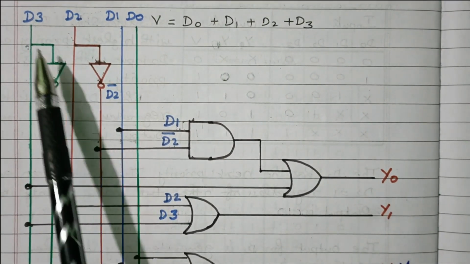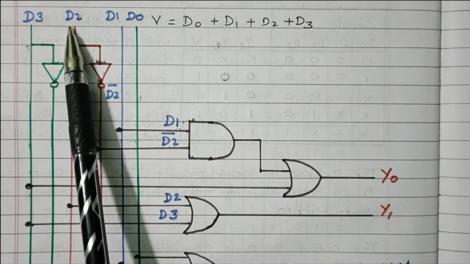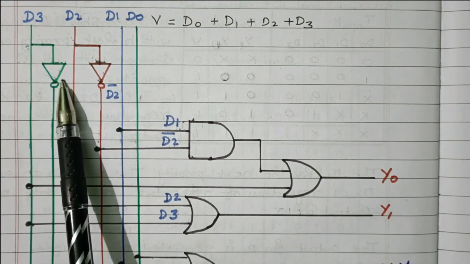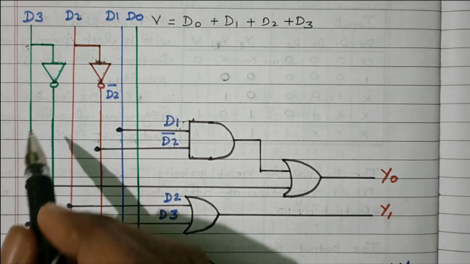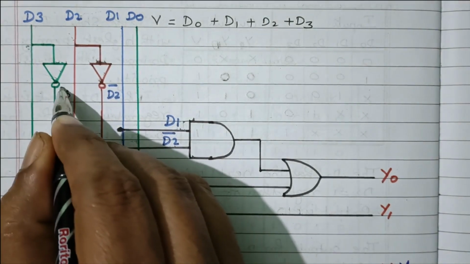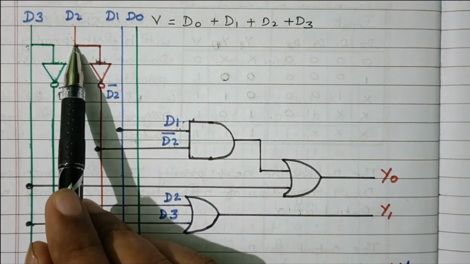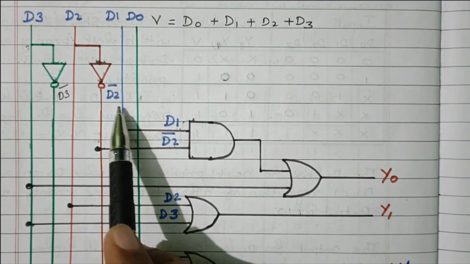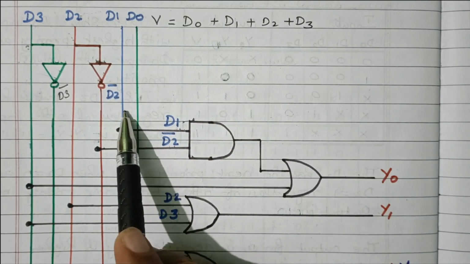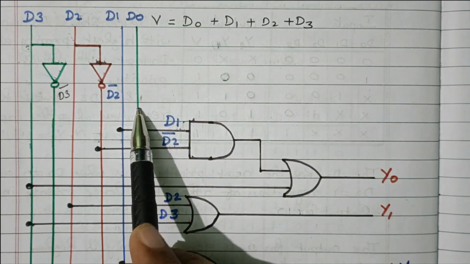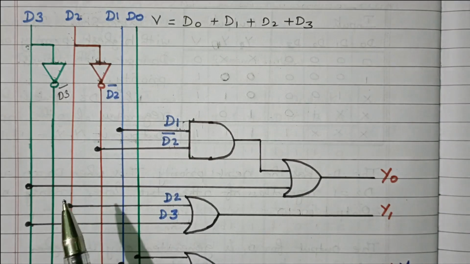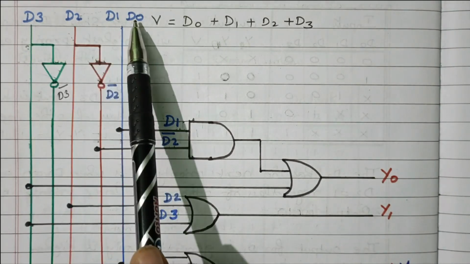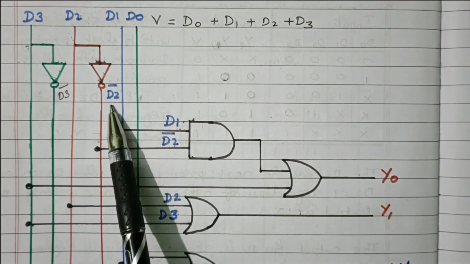So these are all the required inputs. D3, D2, D1 and D0. A tapping is taken and a NOT gate is connected, so that here we'll get D3 dash. Similarly, D2 tapping is taken and connected to a NOT gate, and we get D2 dash. D1 and D0 are connected directly. D1 dash and D0 dash are not required, so those NOT gates are not connected. So we have the inputs available: D3, D2, D1, D0, D3 dash, D2 dash.